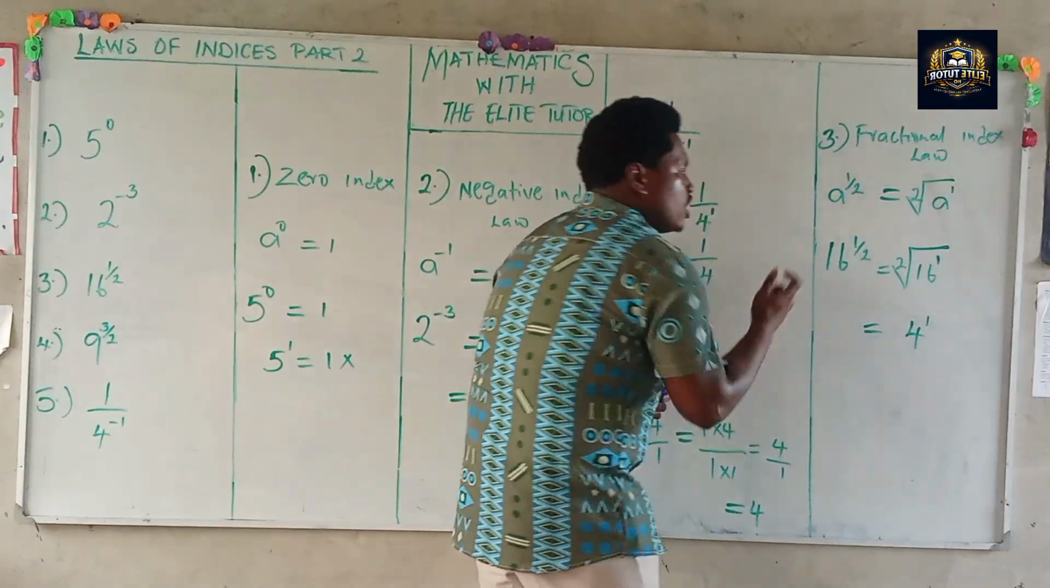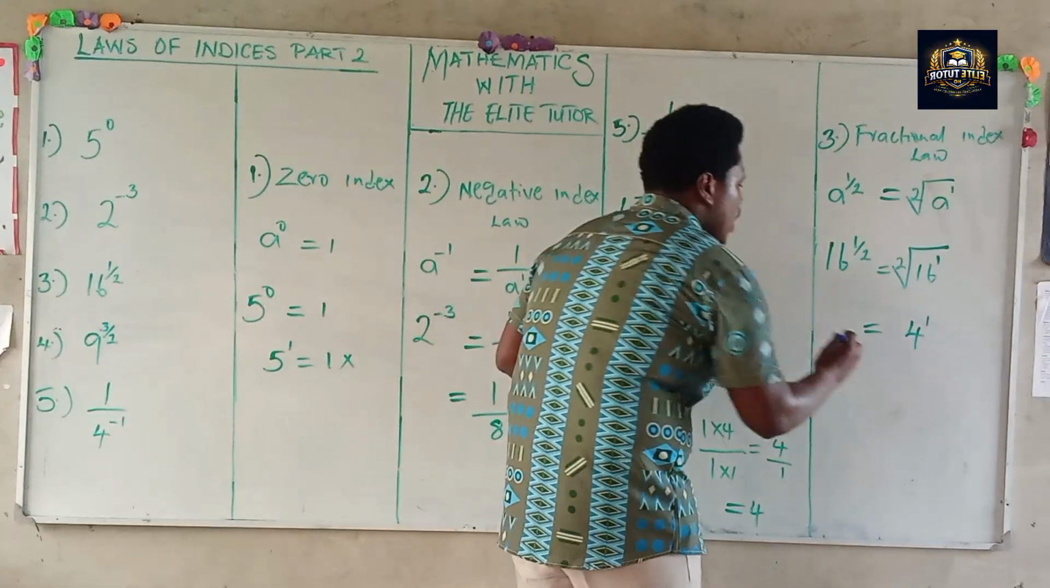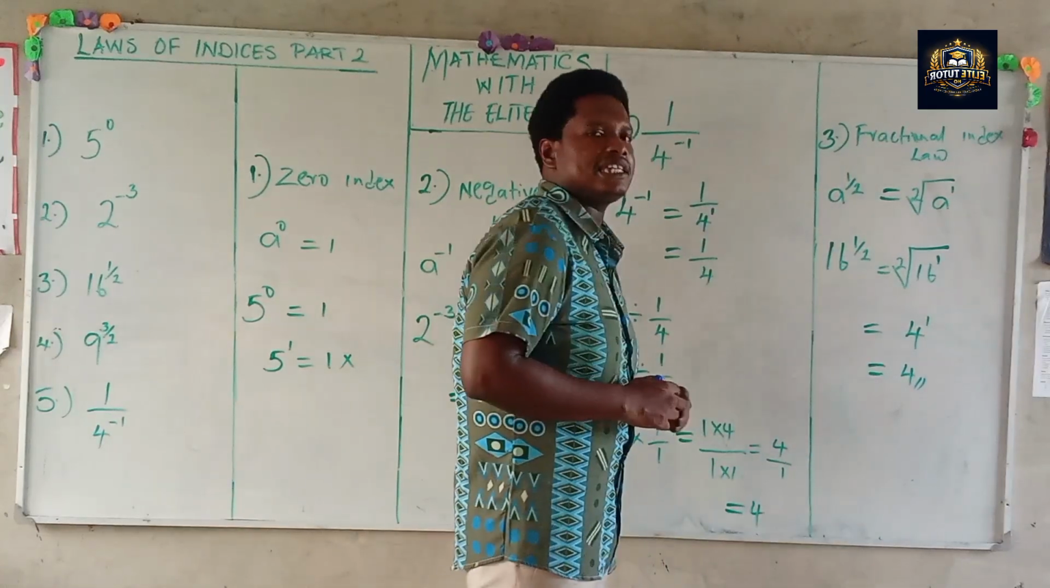So the square root of 16 gives us 4, and the power is 1. So 4 raised to power 1 gives us 4. And our final answer is 4.